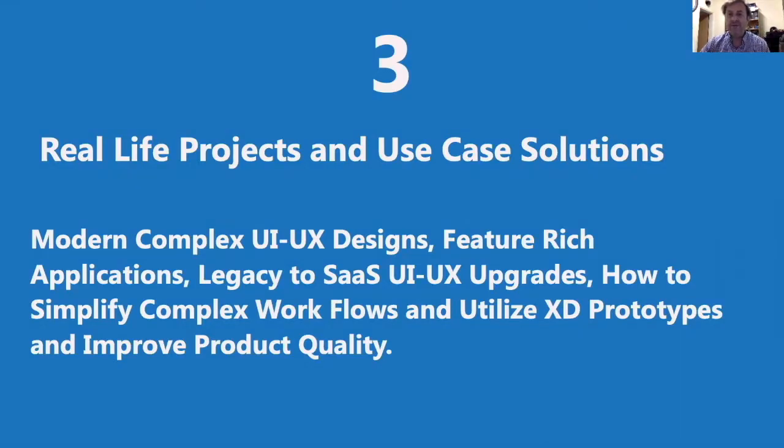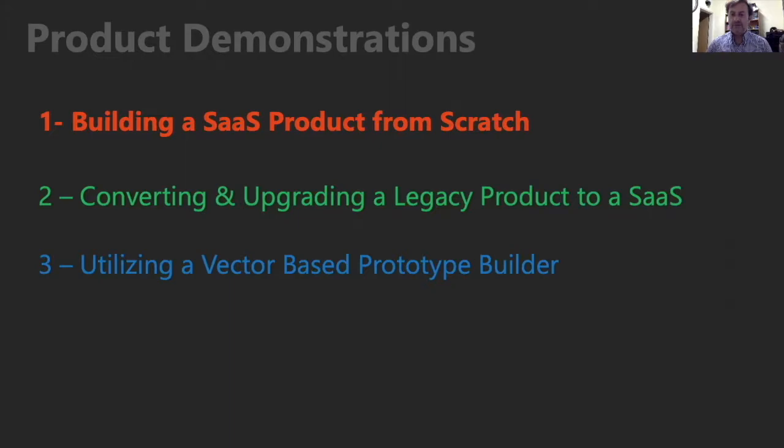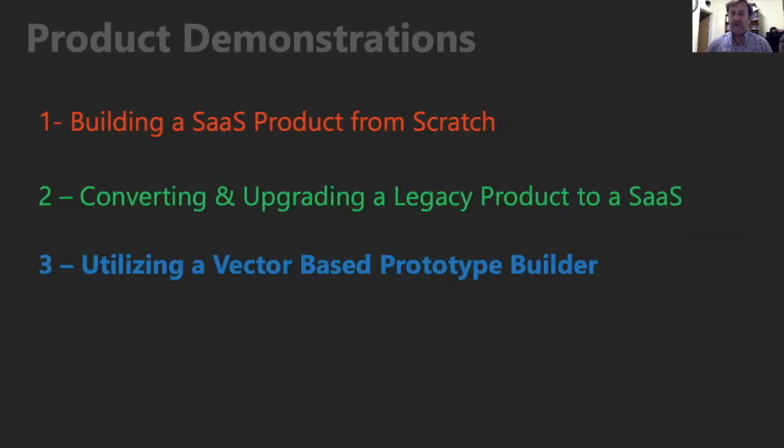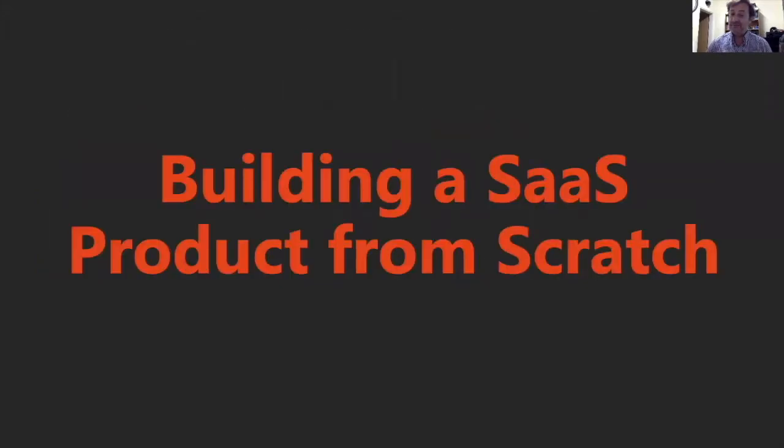I will now demonstrate some real-life products that I have designed using the knowledge and understandings that I have outlined and discussed in the previous two sections. The first, building a SaaS product from scratch. The second, converting and upgrading a legacy product to a SaaS product. And the third, utilizing a vector-based prototype builder to build an interactive application prototype. If a picture tells 1,000 words, then a prototype tells 10,000.